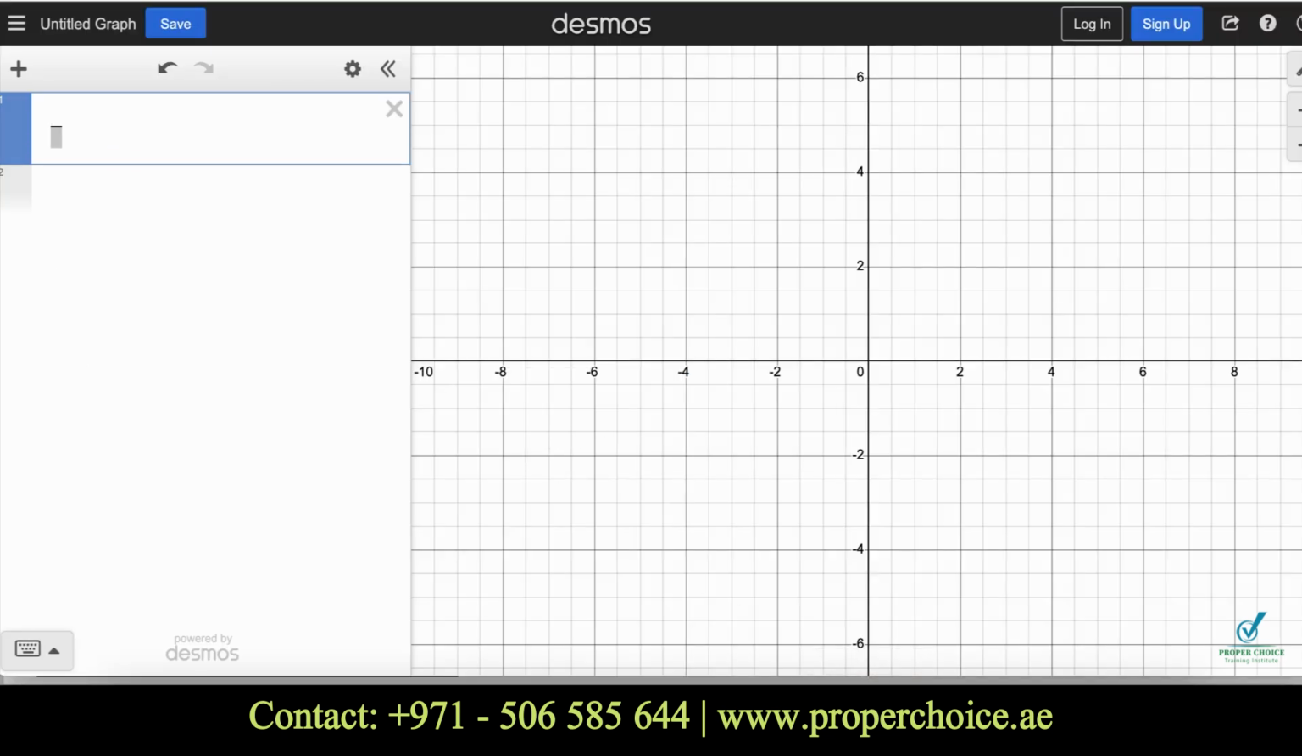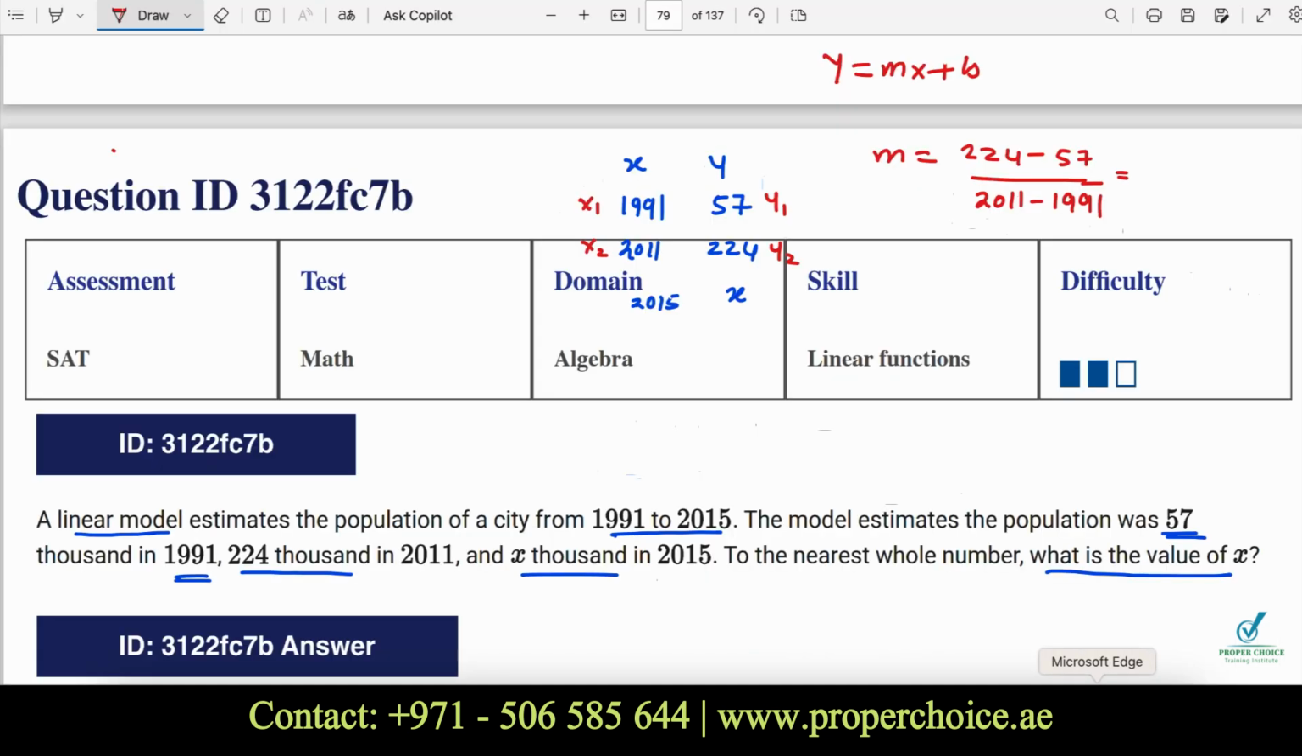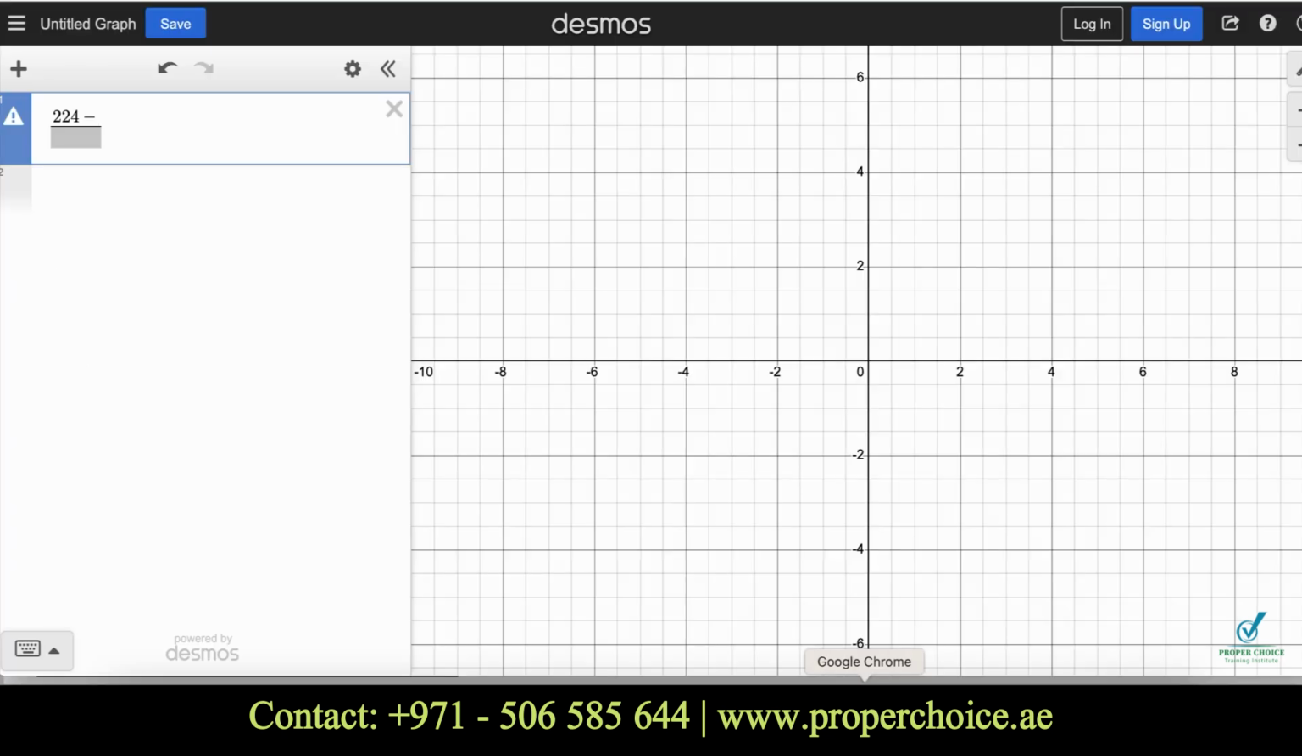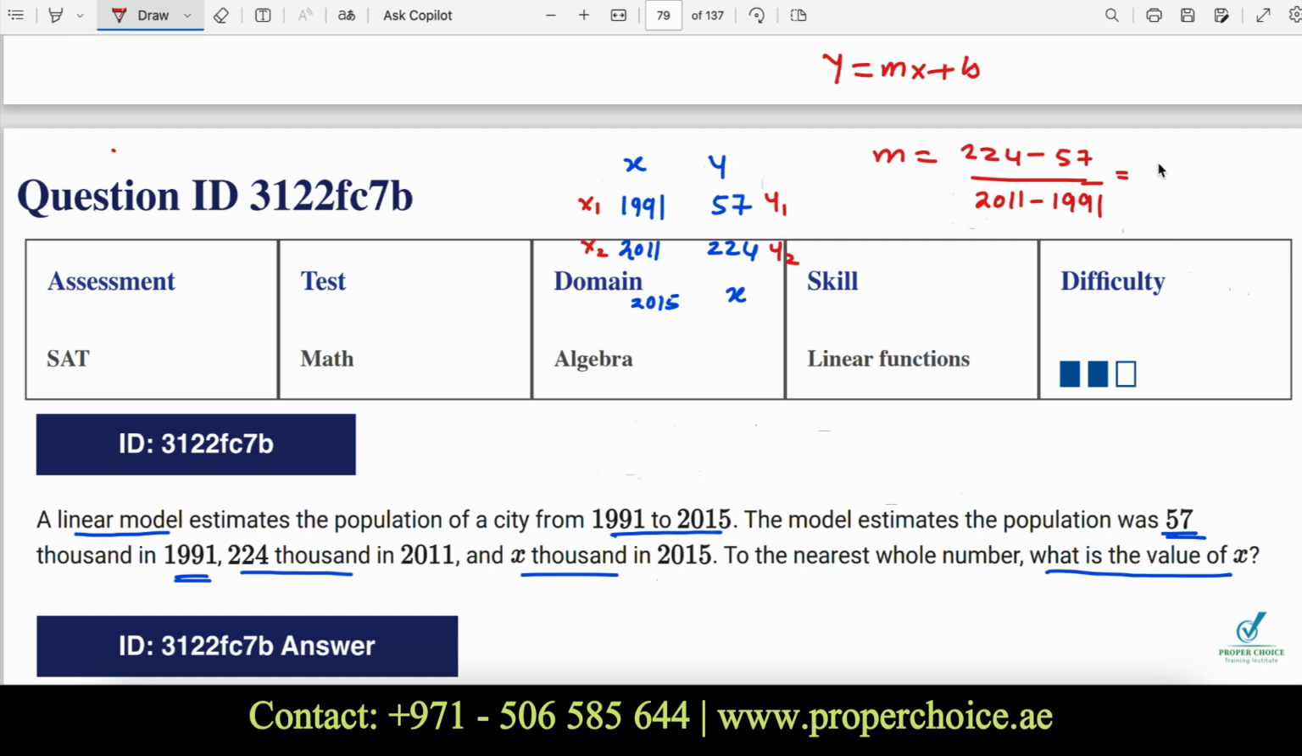Type it as how much? 224 minus 57, yes, 224 minus 57 divided by 2011 minus 1991. That gives us the rate as 8.35. So 8.35. So that is the rate of increment of population per year.